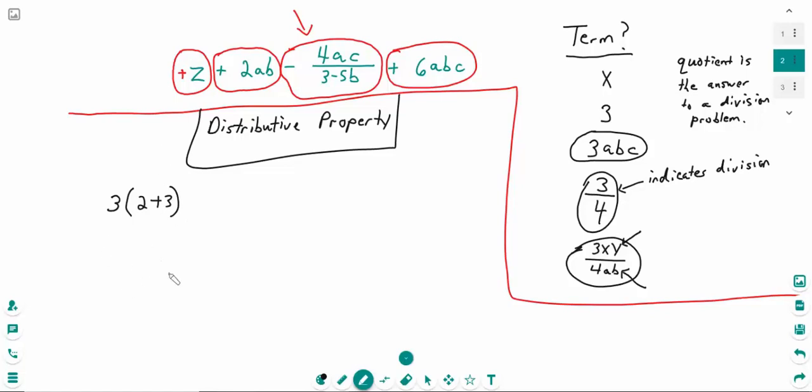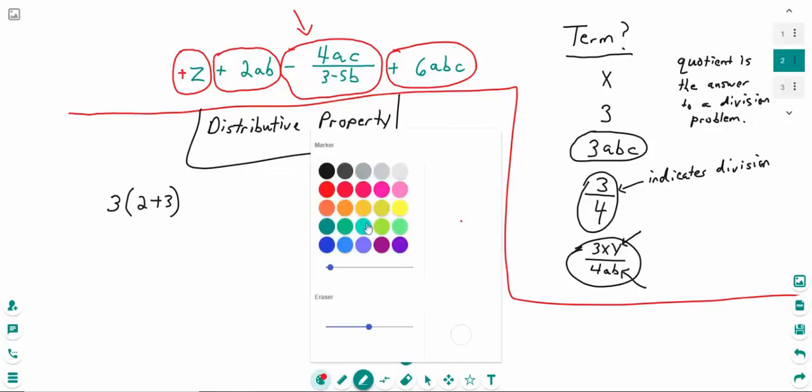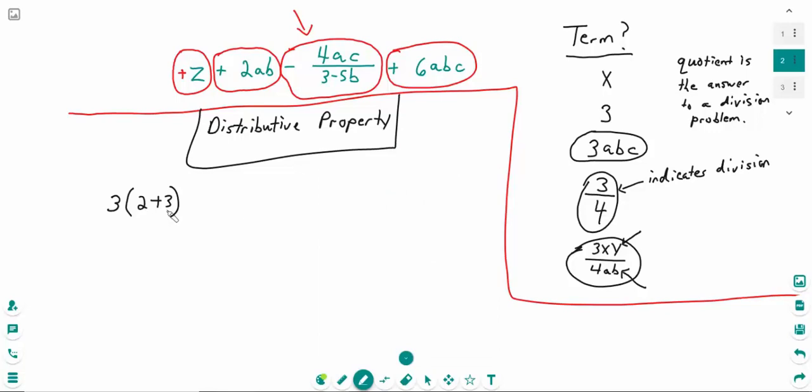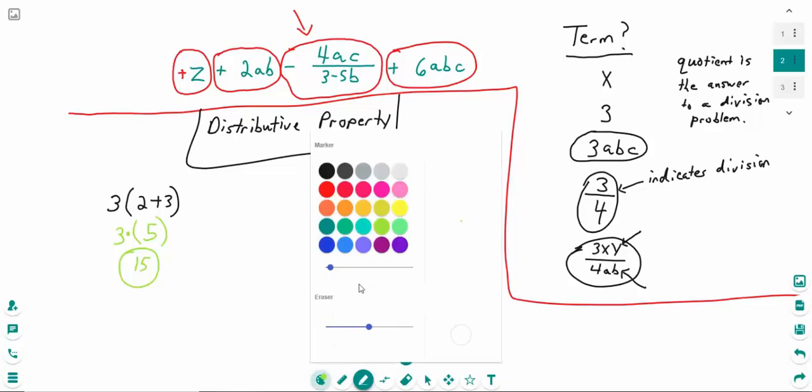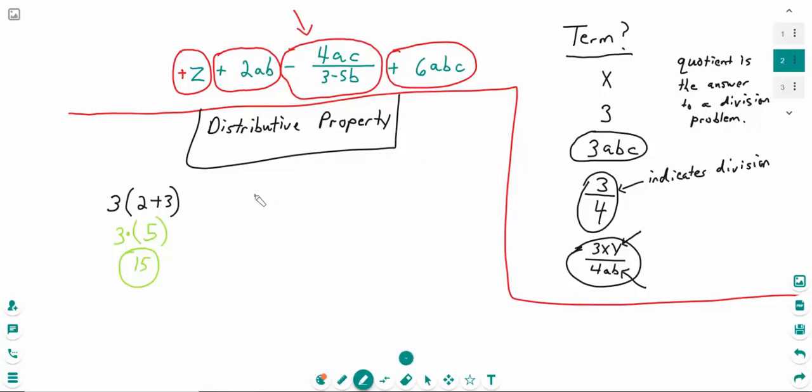Well, you recall that up to this point, we've always said, do the parentheses first, right? So let's take the 2 plus the 3, which is a 5. We'd put that in our parentheses. We have a 3 with an invisible multiplication sign, 3 times the 5, which is going to be 15, right? That's what we've been doing up till now. Easy peasy. Now, let's take a look here. What if we were to do something different?